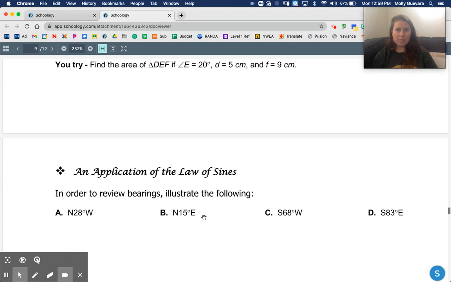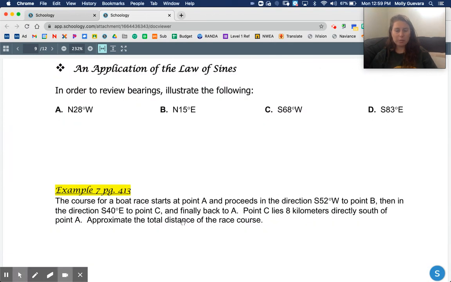Okay, we are on the last page here, so we're going to review some stuff. We're going to review bearings first. In order to review bearings, illustrate the following. I want you to pause the video and try this. And then when you're ready to review your work, go ahead and hit play and we'll go over it.